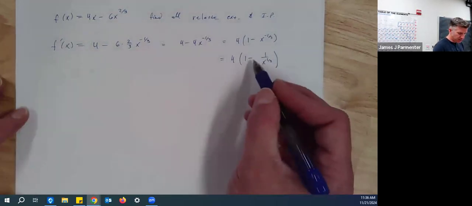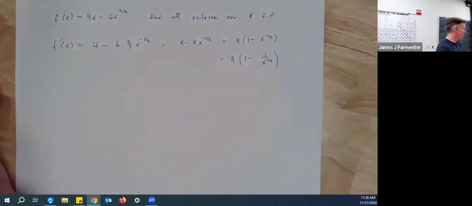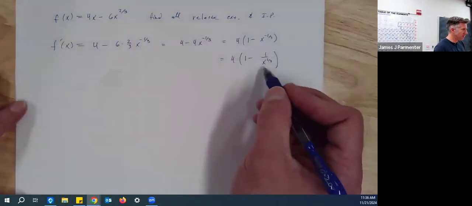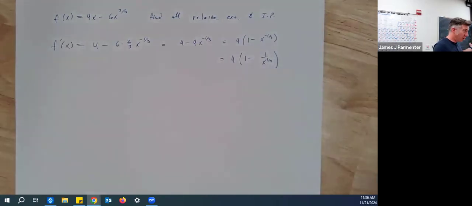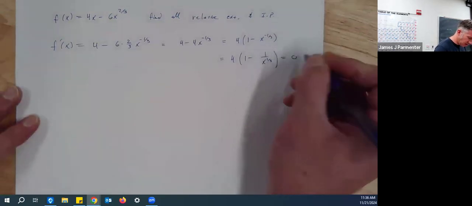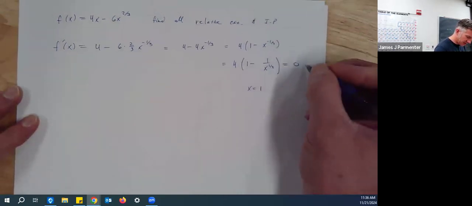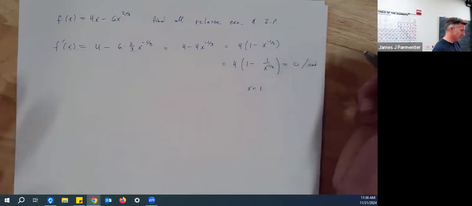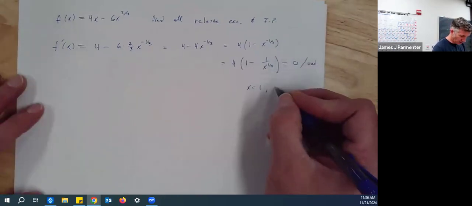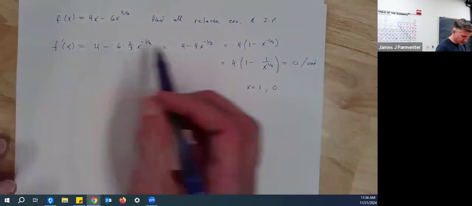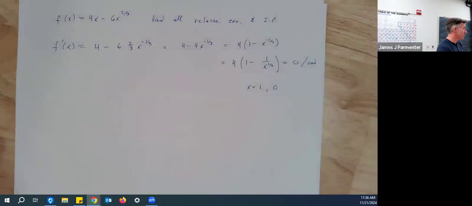So I want 1 minus 1 over this to equal 0. Well, great. That means x to the 1/3 had better equal what? 1. And if x to the 1/3 equals 1, then x better be 1, right? There's not a lot of other things to guess here. So if we set this equal to 0, we're going to get x equal to 1. If we set this equal to being undefined, which I don't love saying, but okay, you're going to get x equal to 0, because if x is 0, you have division by 0, and that makes this derivative undefined. So those are both real critical values that we have to consider in our number line for our first derivative.